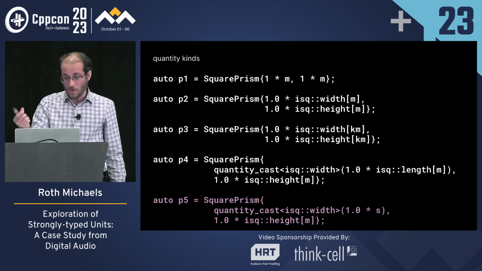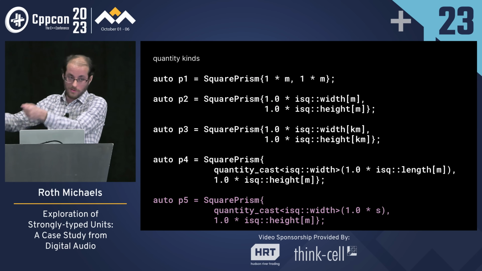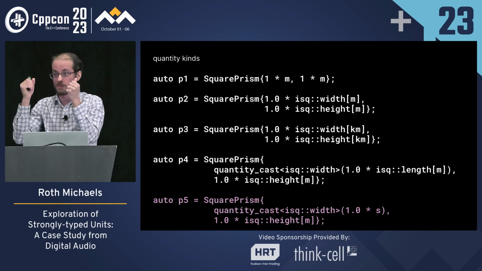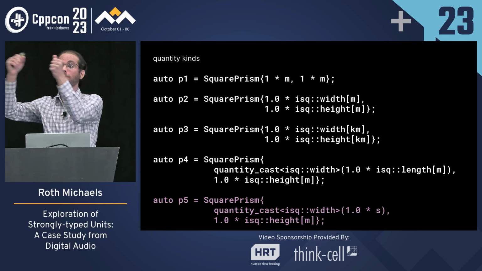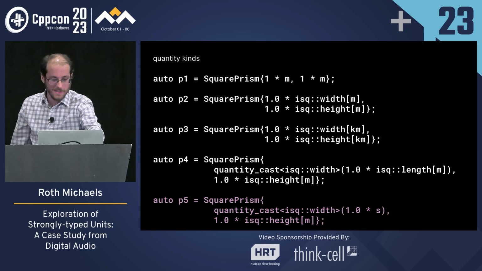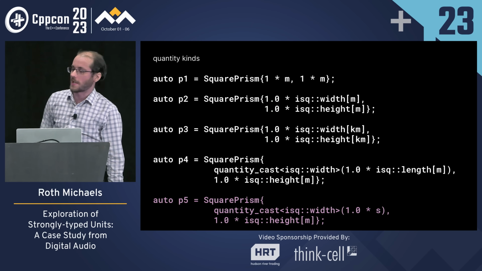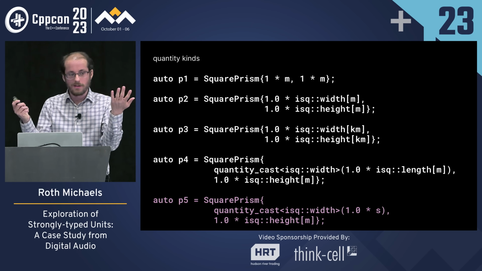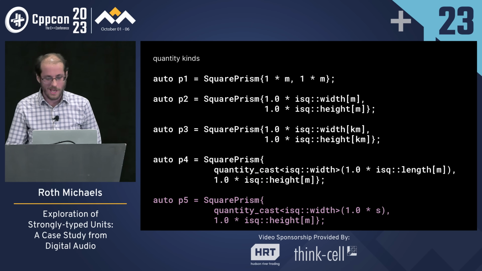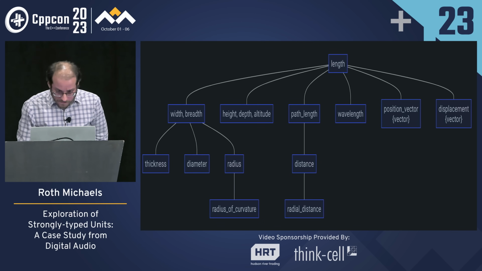Notice when I said when you're going down the tree, you need a cast. So when I make P4, I have to cast the length to a width. I can't just pass a length. I can do something that's a kind of length, like a meter, but not an explicit length. And if I try to cast 1 second into a width for P5, which I'm going to color, it doesn't compile. That's not going to work. You're not allowed to do that because there's no time anywhere in this tree.